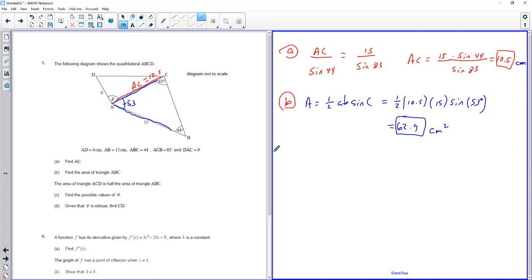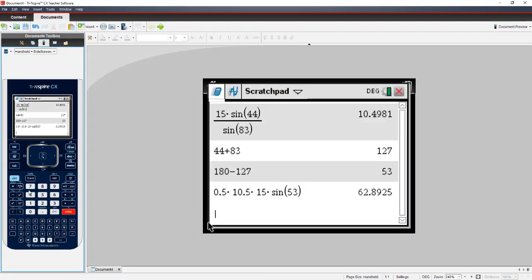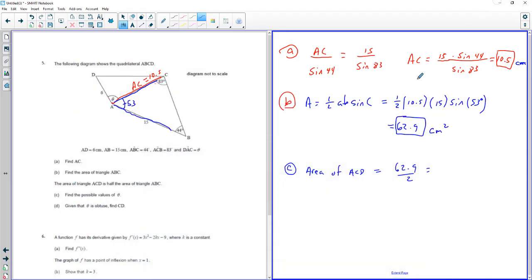The area of the triangle ACD is half of the area of the triangle ABC. Okay, find the possible values of theta. So here's the deal. If the area of ACD is half the area of ABC, it's going to be 62.9 divided by 2, right? So consult the calculator. I want that to be 31.45.